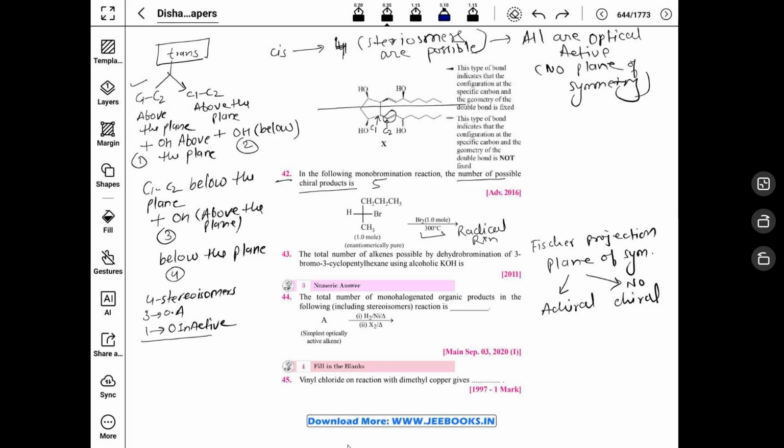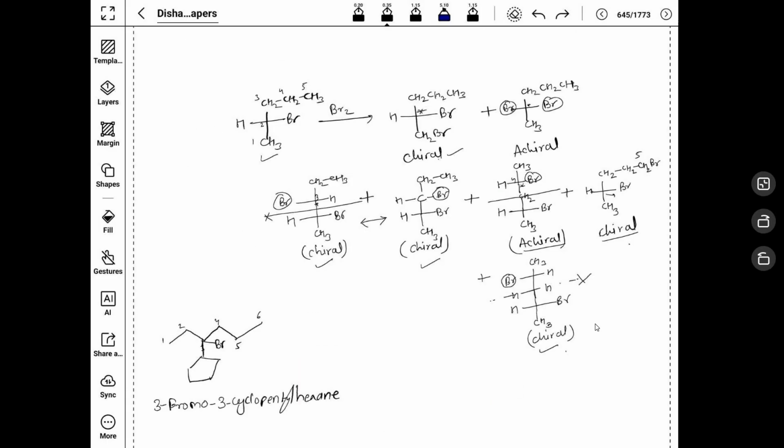Question number 43. The total number of alkenes possible by dehydrobromination of 3-bromo-3-cyclopentyl hexane using alcoholic KOH. So first we should draw the correct structure of 3-bromo-3-cyclopentyl hexane. Okay, this is the structure of 3-bromo-3-cyclopentyl hexane. And now on treating with alcoholic KOH, it undergoes an elimination reaction.